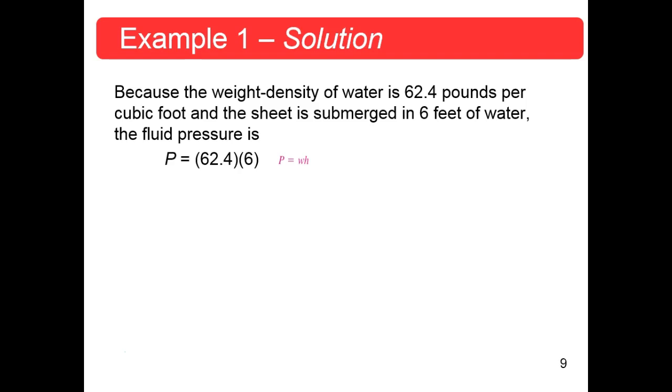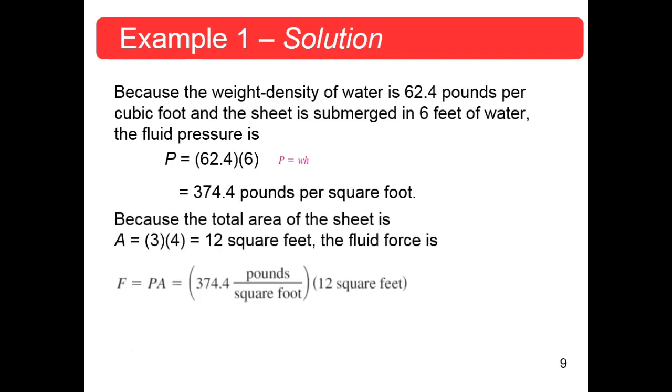Because the weight density of water is 62.4 pounds per cubic foot. The sheet is submerged 6 feet in water. The pressure would be 62.4 times 6, 374.4 pounds per square foot, PSF. Okay, and then multiply that by the number of square feet, 12, and that gives you 4492.8.